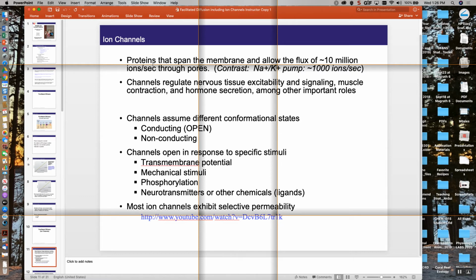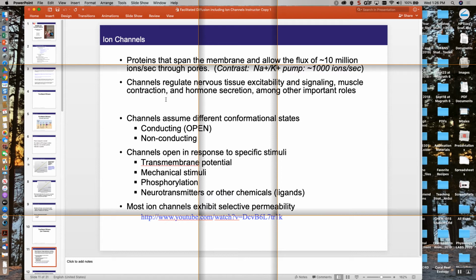So proteins, this is what ion channels are. They're proteins that span the membrane and they allow for a flux of about 10 million ions per second. Again, as I stated before, the pump itself, that's our sodium potassium ATPase, only transports about 1,000 ions per second. That's 10,000 times less. And ion channels are really important. We're going to be talking about them a lot more in excitable cells like neurons and muscle, but they're also important in hormone secretion. Basically, every single cell in your body has ion channels. All right? So there's not ever a situation where there's no ions moving across the membrane.